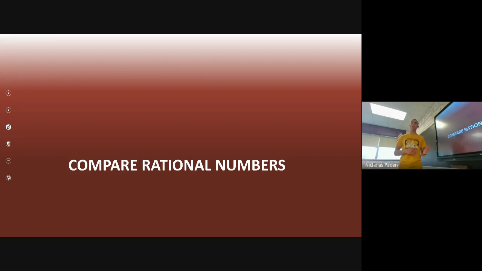These numbers are going to be written different ways. We're going to be able to say which one is bigger, which one is smaller, ordering different sets from least to greatest, doing this by our knowledge of these rational numbers.